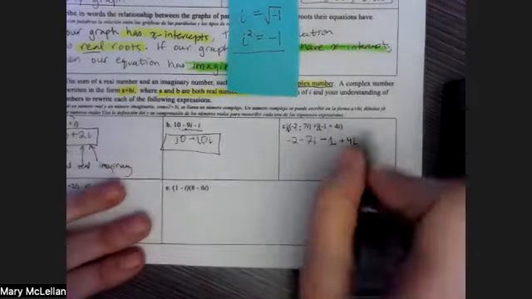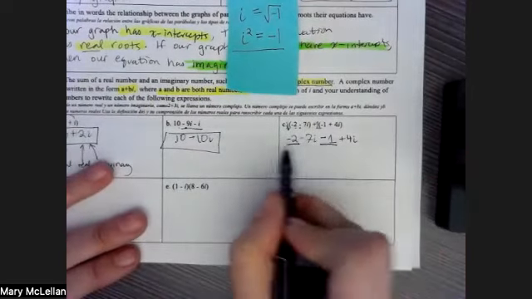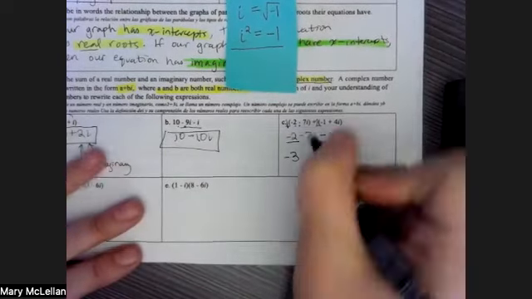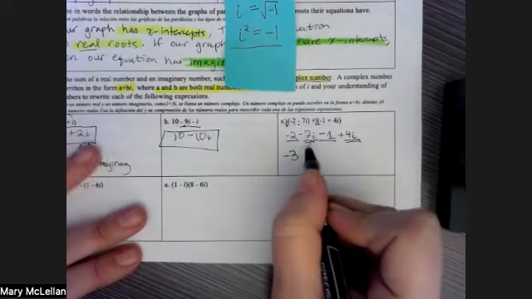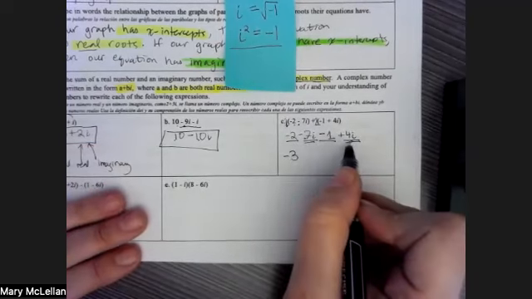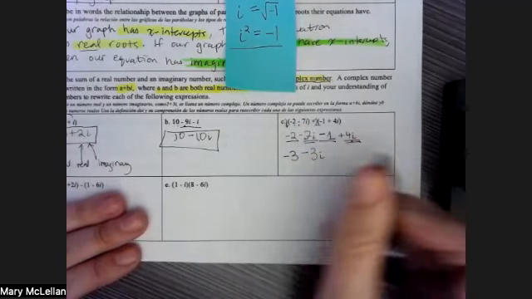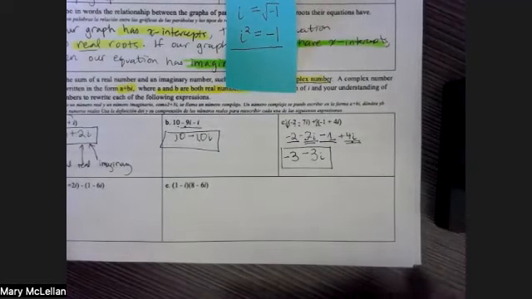Anyway, let's combine like terms. My real components are here. That's -2 minus 1, which becomes -3. My imaginary components are here and here. That's -7i plus 4i, which becomes -3i. Final answer. Moving right along.